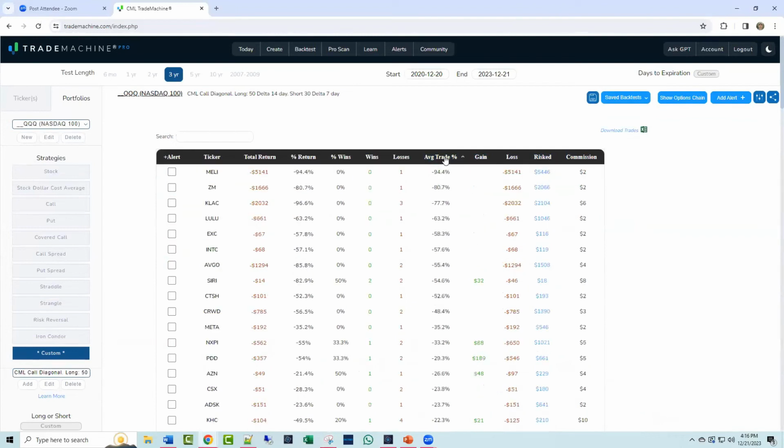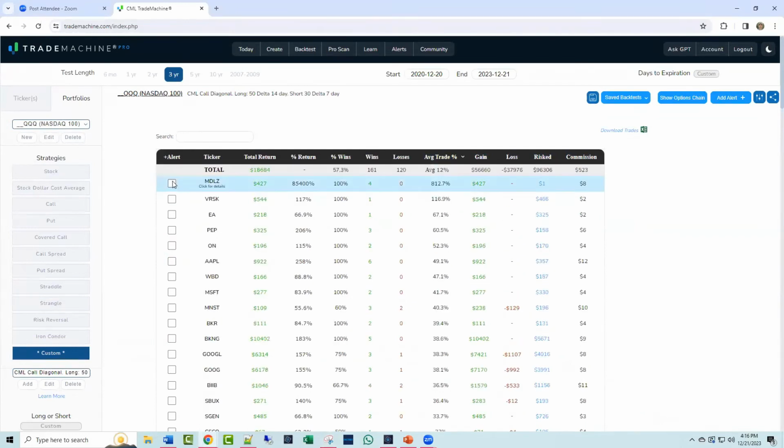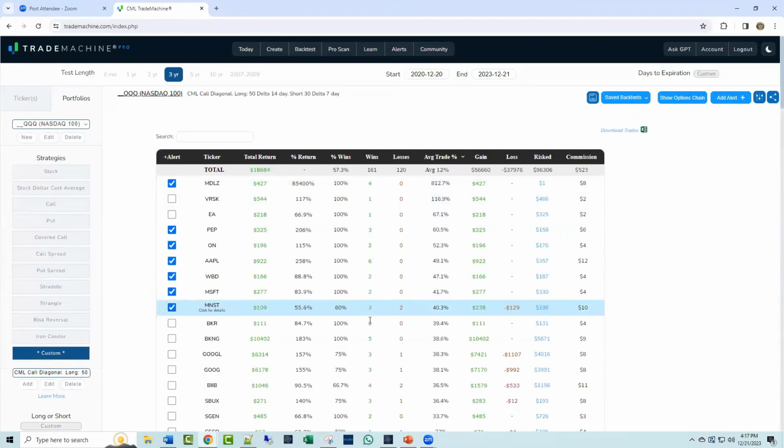Now let me find the best ones. I'll sort by average trade. I'll take the ones that I want alerts for. That's 4 trades. These are all 1 trade and 1 trade. Not convincing enough. I'm just looking at the wins and losses.